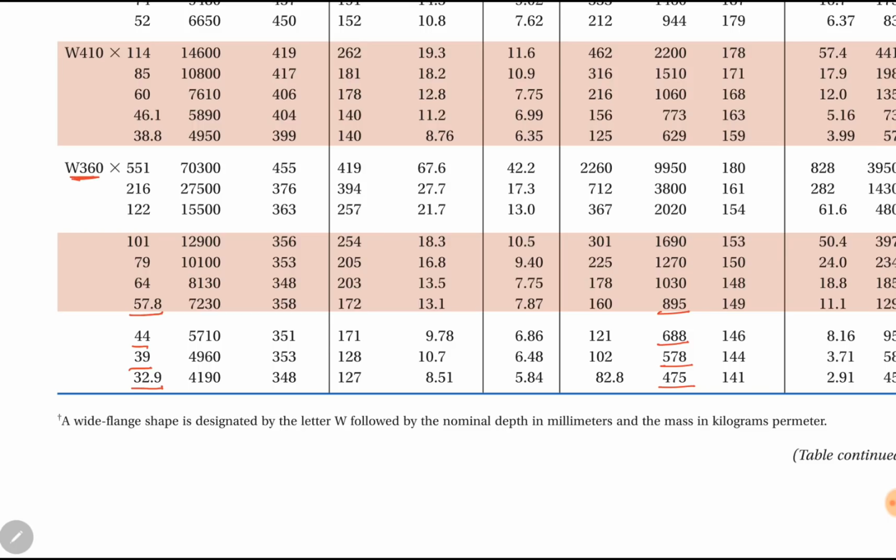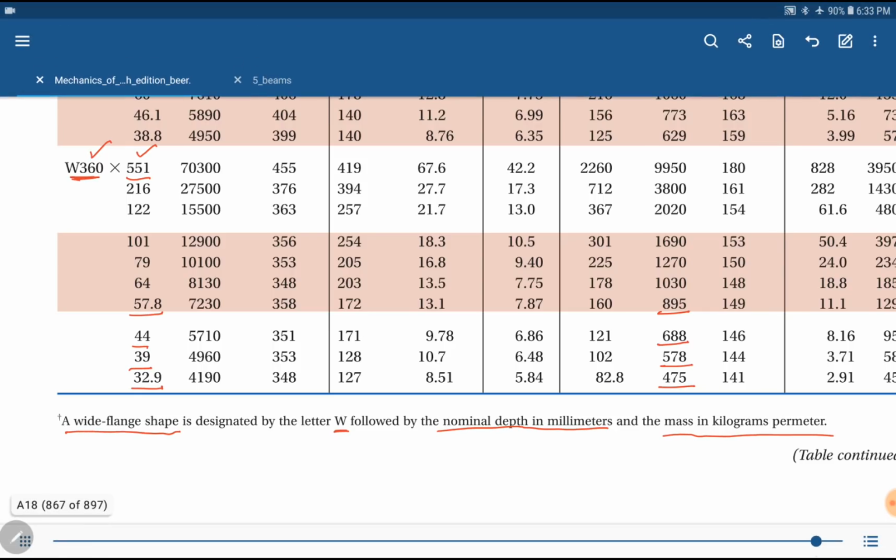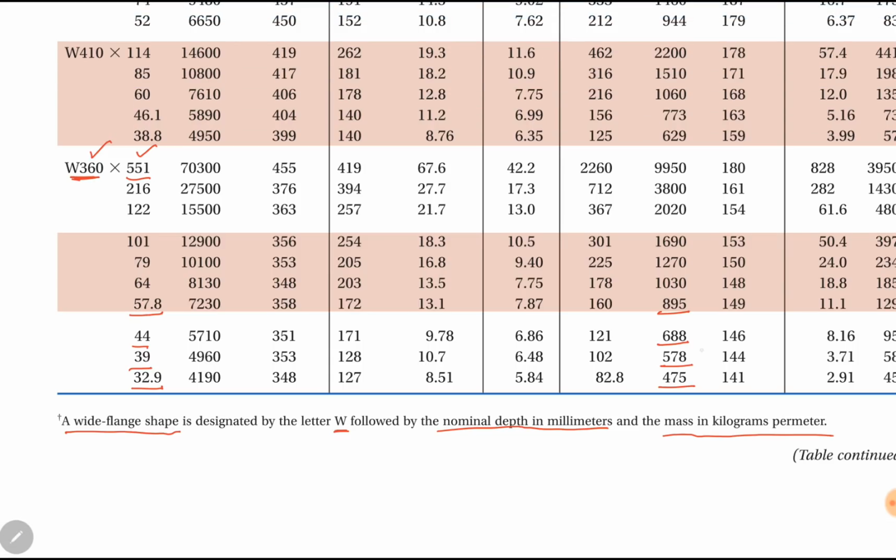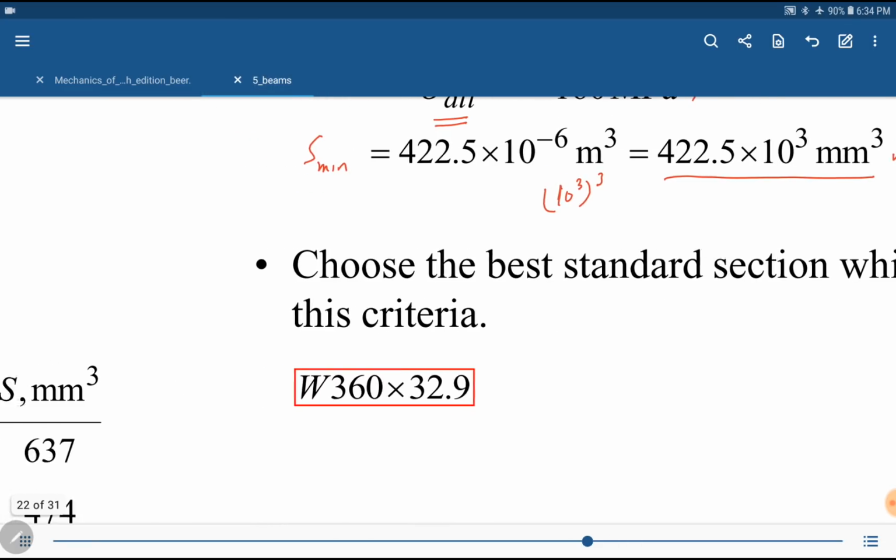So how can we find the weight of the beam? Here it is given. A wide flange shape is designated by the letter W, followed by the nominal depth in millimeters and mass in kilograms per meter. So after W, the first value is the depth of the beam and the second value is mass per meter. So we will find which beam has lesser mass or lesser weight. I will list out all those beams, all those values more than 422. Here are the values more than 422.